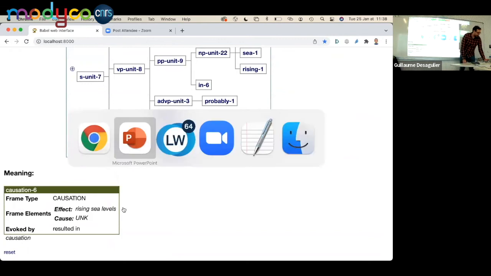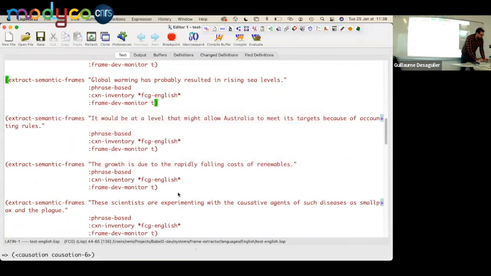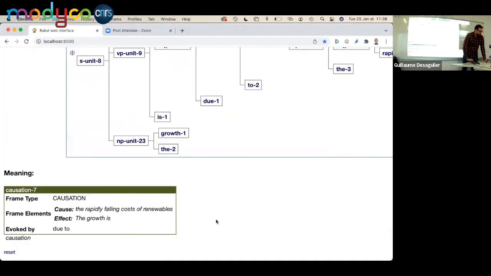Let me try another sentence to see if that works better. Rapidly falling costs of renewables. The effect is the growth. So that's currently ongoing work that we're doing for English, French, Dutch, Spanish, Italian, which should all be released, at least for English and Italian, already this year, but every year we'll have a new release.